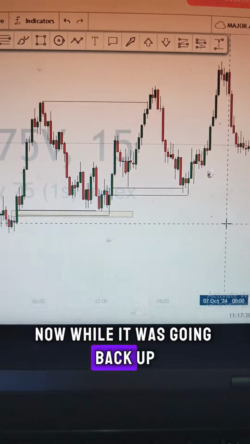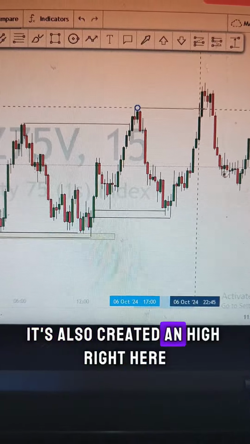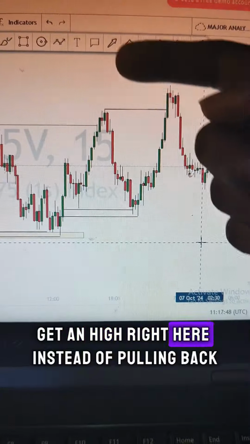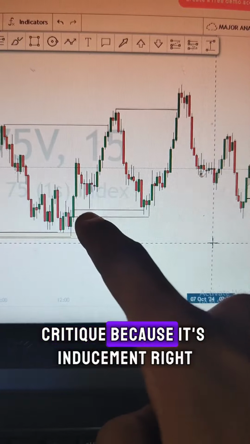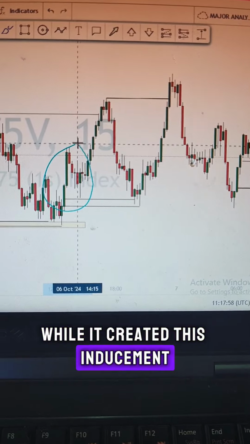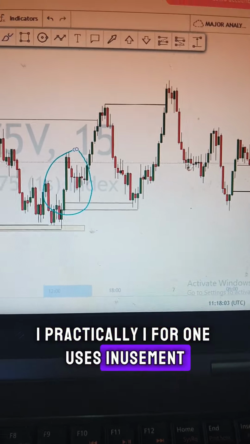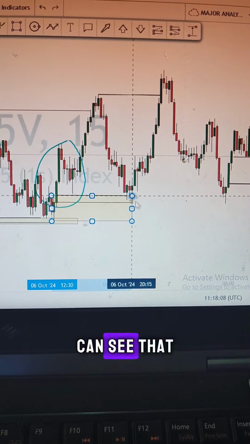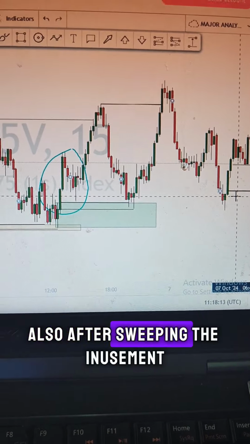Now, while it was going back up, on the continuation move, it also created a high right here, which was a very good one. Created a high right here, then it started pulling back. While it was pulling back, you can see right here that there was an inducement created. Look at this inducement, right? I believe you can see that, spot that inducement. The market came down here to sweep the inducement. I for one use inducement more. So there was an inducement right here and there was an order block right here. You can see that. And the market did well by tapping into the order block also after sweeping the inducement.